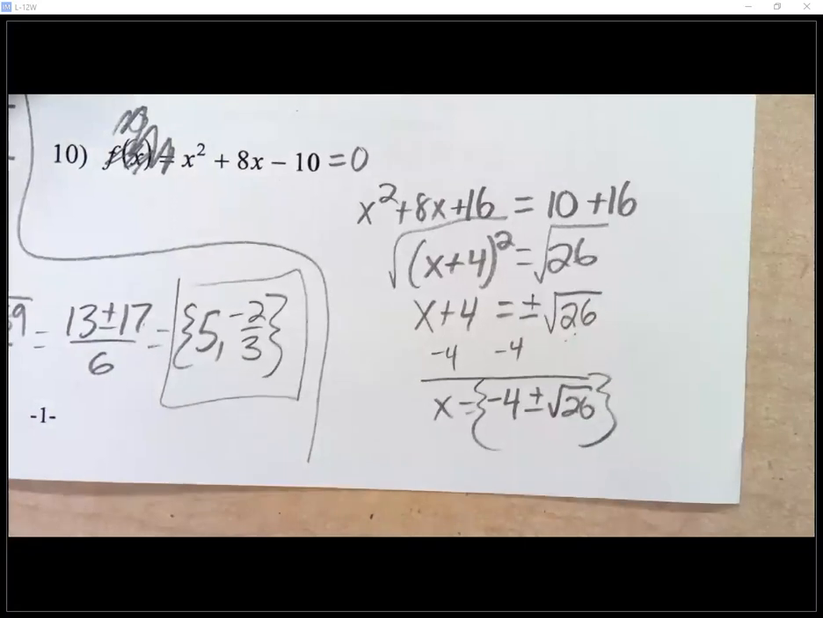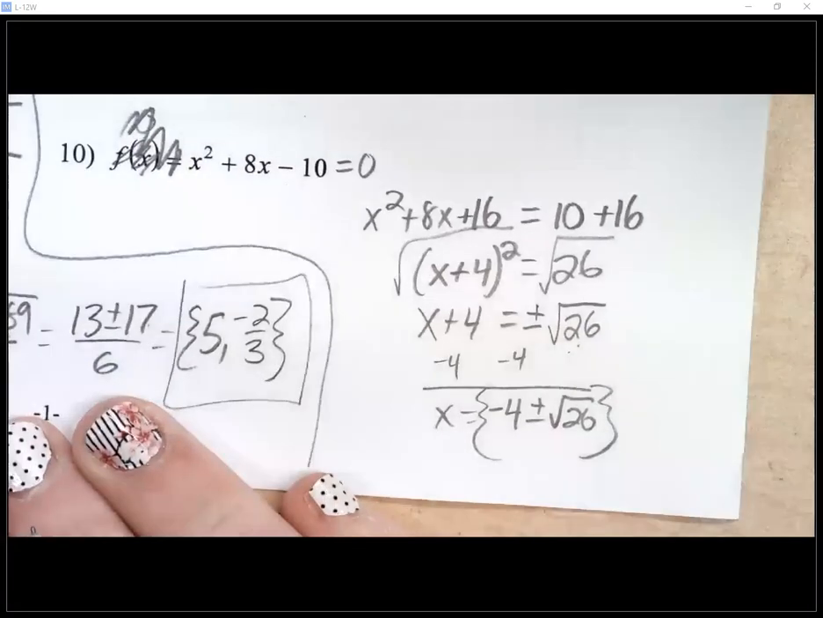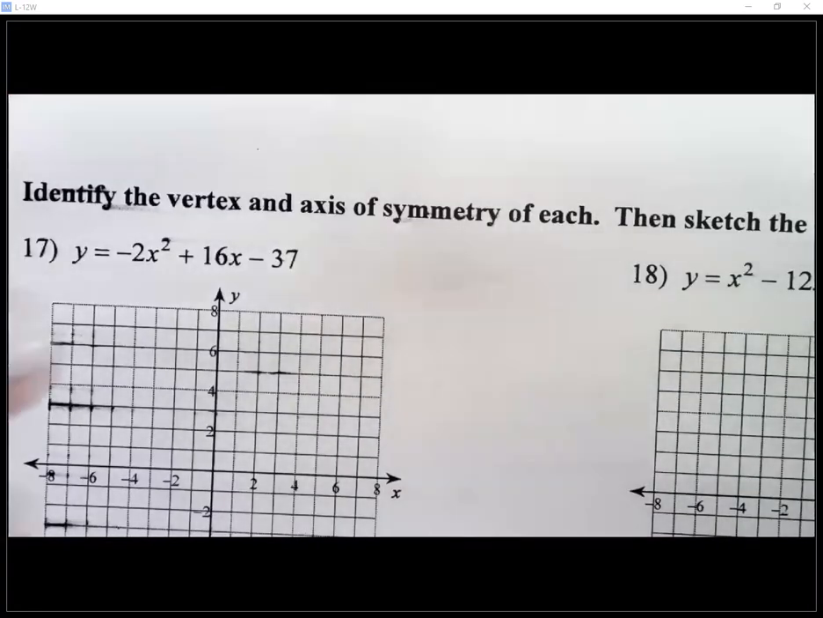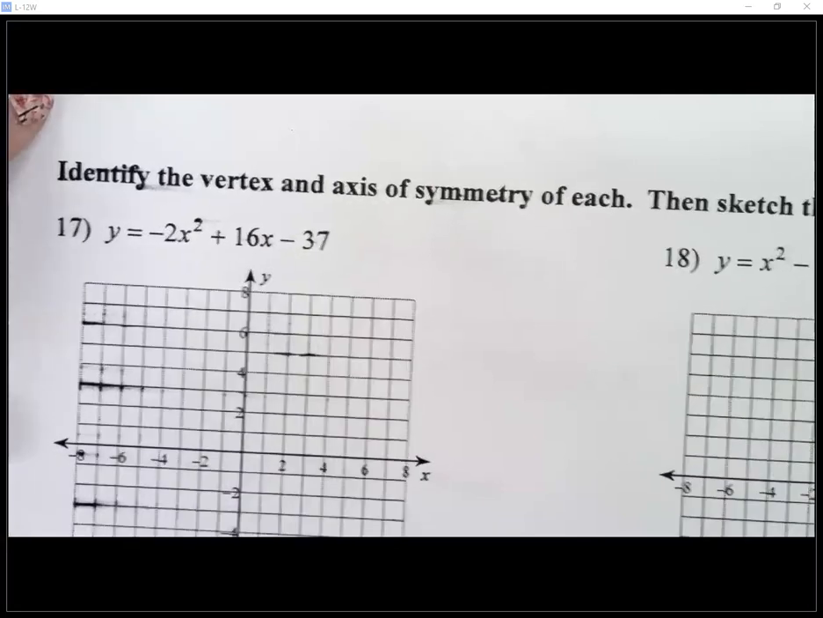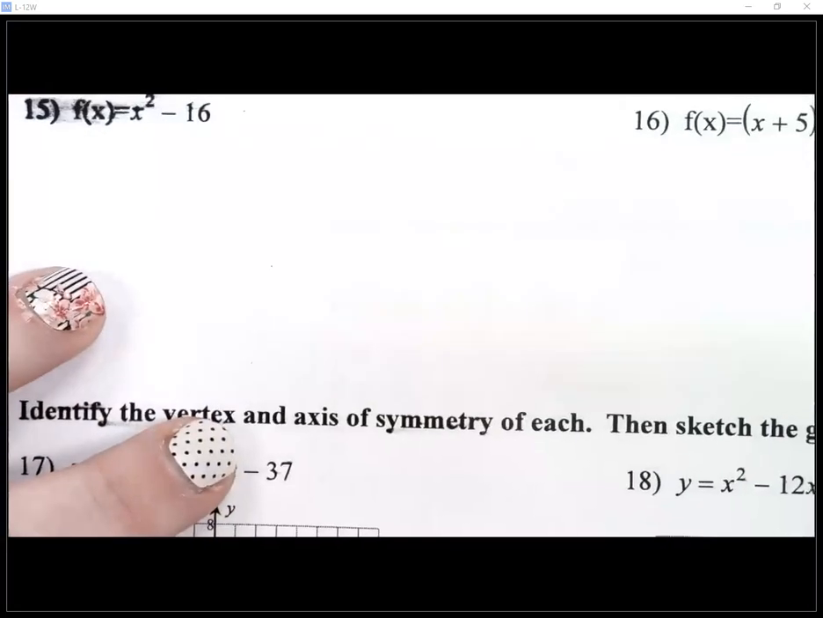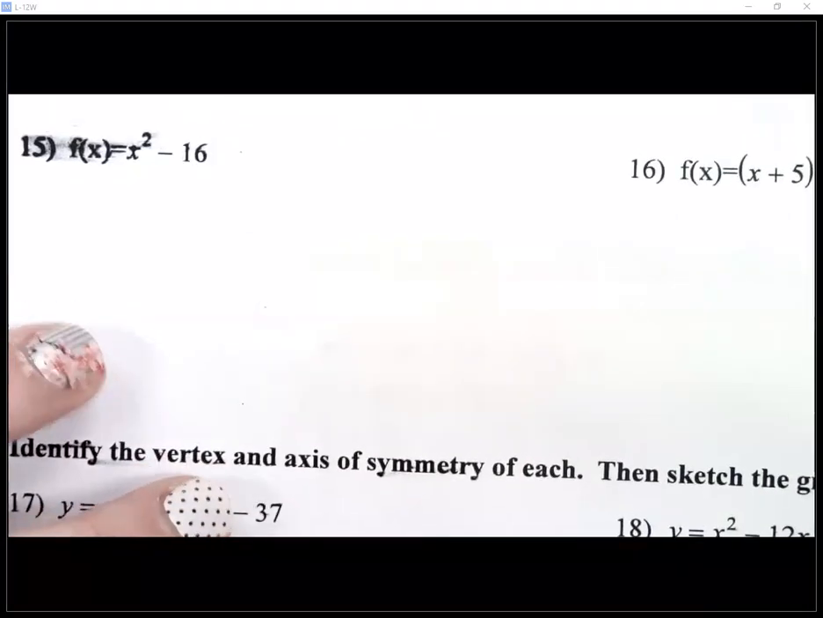Sure. So let's see if any of these, when I make the practice quiz, I usually, oh, here, perfect. If we jump, the only ones that you could do solving by square rooting are 15 and 16. So I'll do them both because they're super fast. So just replace your f of x with a 0.